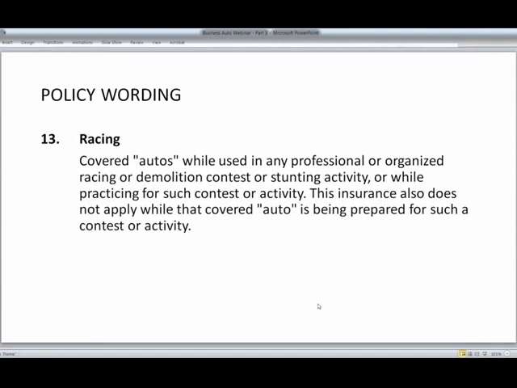Racing: we don't cover an auto while used in professional organized racing or demolition contests or stunting activities, or while practicing for contests or activities. This exclusion also does not apply while the covered auto is being prepared for use in racing. It would be rare that your insured would have a race car if your insured is not an auto dealer or an auto service risk.